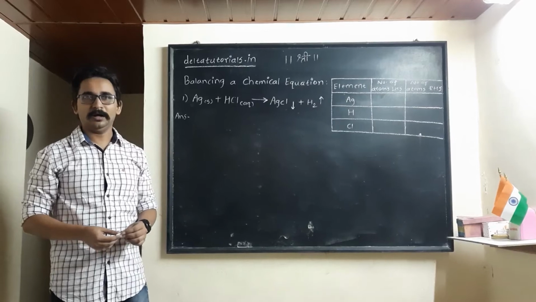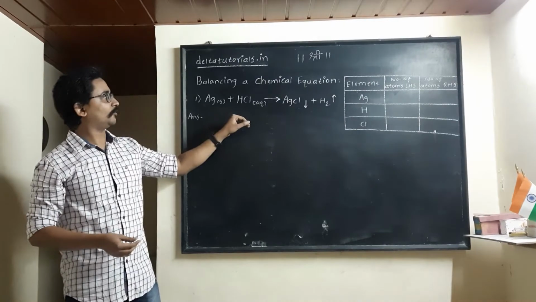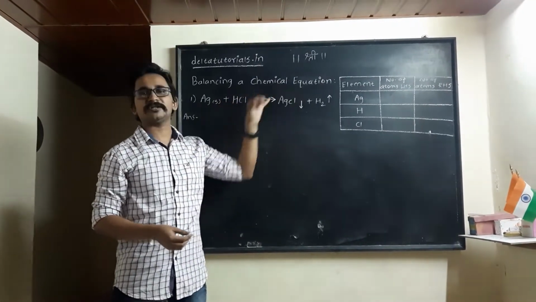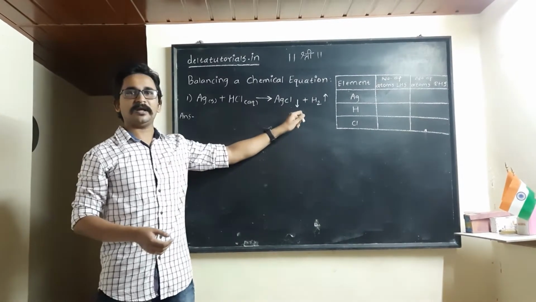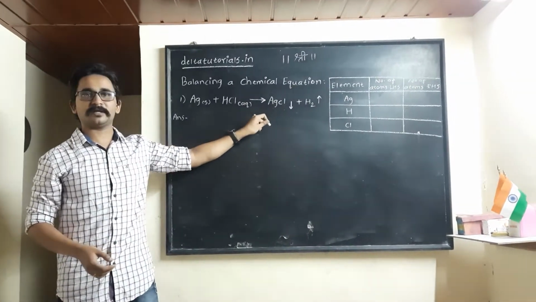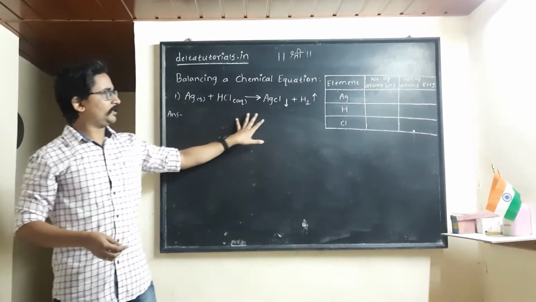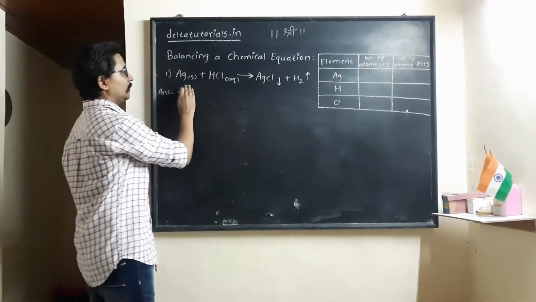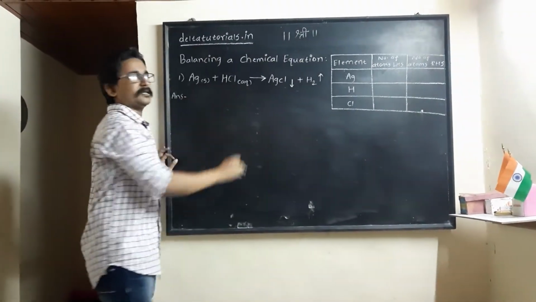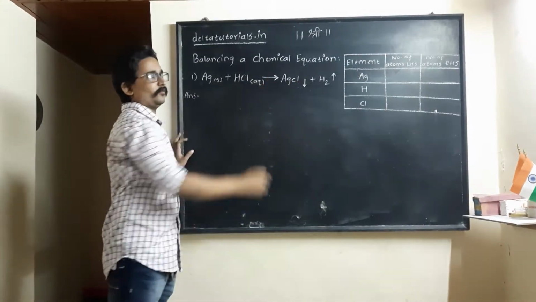Hi, in this video we are going to study one equation for balancing the chemical reaction. We will see one example where one chemical reaction is given and we will balance this chemical equation. Whenever you face this kind of problem, just always do one thing. List out all the elements which are involved in this chemical reaction and make a table of it.